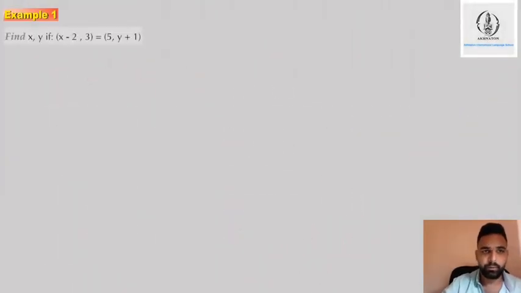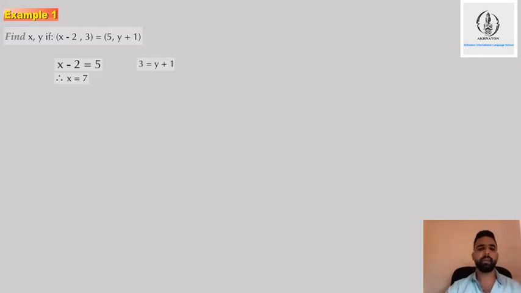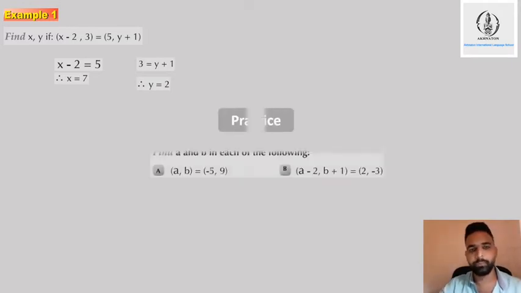Example number 1. Find x, y if (x minus 2, 3) equals (5, y plus 1). We said that if two ordered pairs are equal, then the first projection equals the first projection and the second projection equals the second projection. So here we have x minus 2 equal to 5, and to solve the equation we make 5 plus 2, which is equal to 7, and on the other side 3 equals y plus 1, and to find the value of y we make 3 minus 1, which is equal to 2. So x equals 7 and y equals 2.